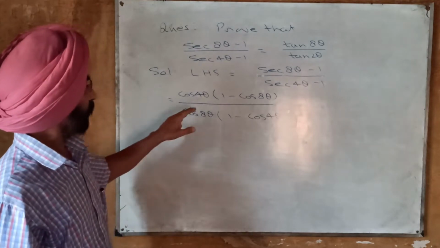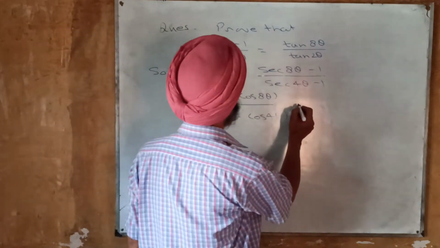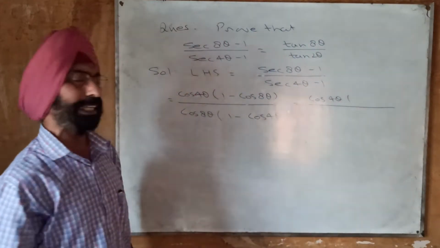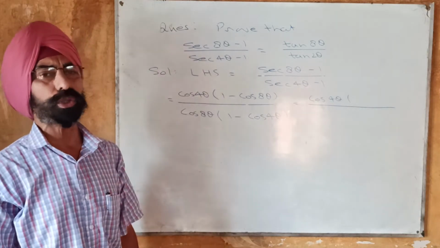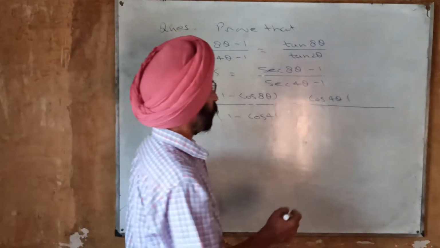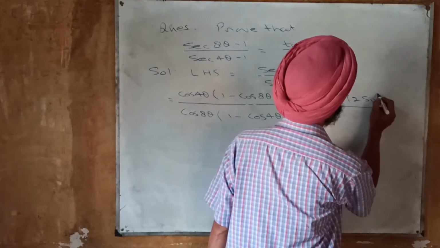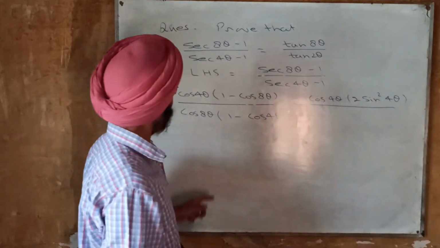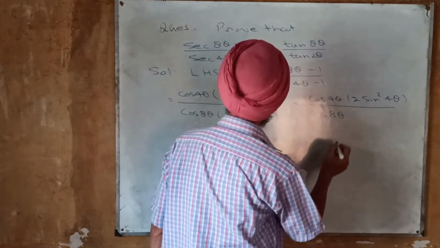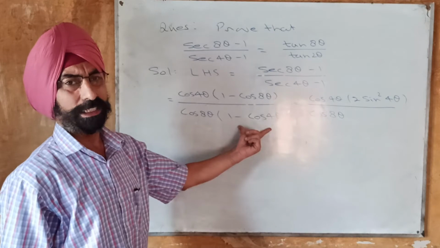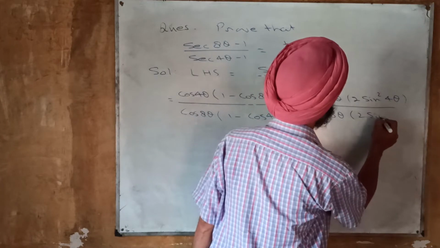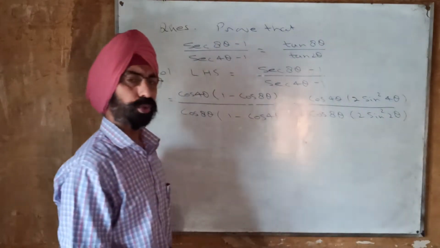Now what to do, this 1 minus cos 8 theta, with cos 4 theta. We know that 1 minus cos 2 theta is equal to 2 sin square theta. So this 1 minus cos 8 theta will become 2 sin square 4 theta, and this is cos 8 theta. This we will keep with us. And this 1 minus cos 4 theta, again I am going to write as 2 sin square 2 theta.